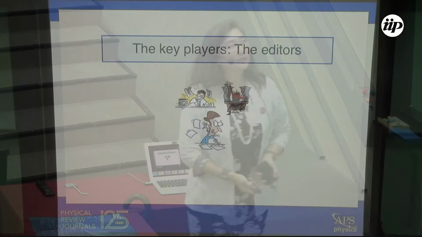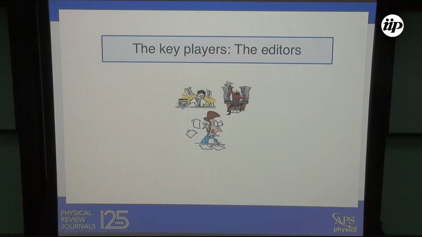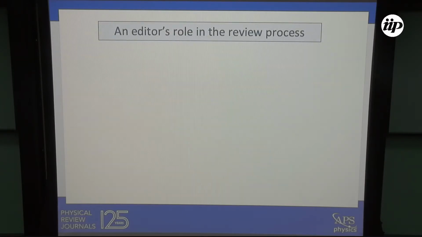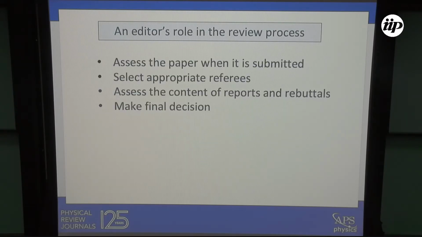Okay, the next key players in this game are the editors. So we want to ensure, obviously, the quality of publications. And what is the editor's role in the review process? We assess the paper when it's submitted. We select the appropriate referees, assess the contents of the reports and rebuttals, and make the final decision. That is basically our job. Of course, it gets broken down in many different ways.